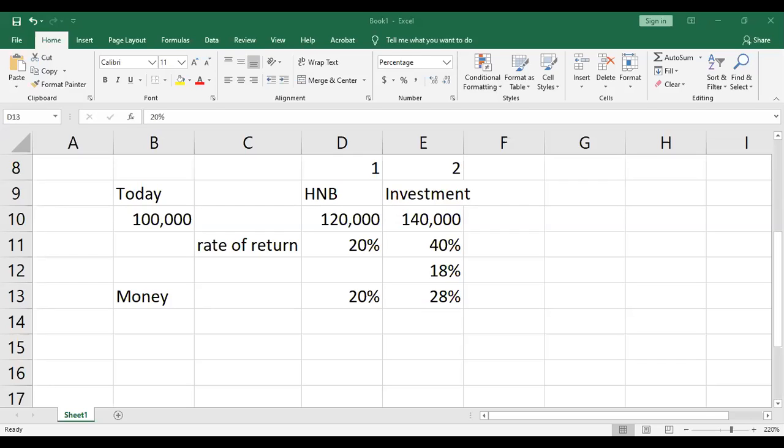Say 20% or 8%. If you have additional money in your hand, you put the money in People's Bank fixed deposit or HNB fixed deposit, and you are expecting a certain amount of return. But no risk. Definitely you can get the money. So that rate is called the risk-free rate. This rate will be positive even in the absence of any risk. Even though there is no risk, you are expecting some rate of return. So that's called the risk-free rate.